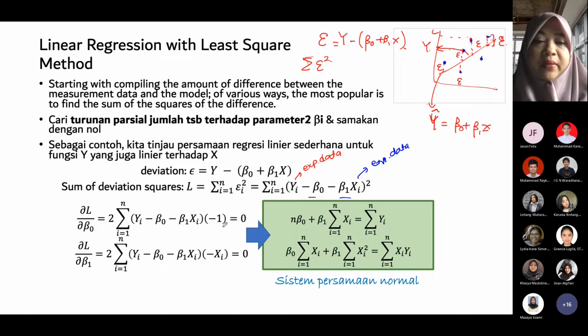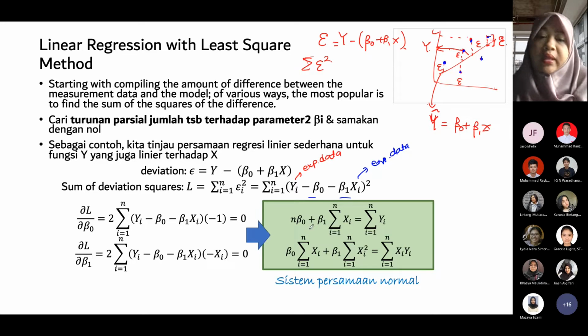And from the sigma here, you want to rearrange the equation there. Then you will find this equal to n beta 0 plus beta 1 sigma x, and then sigma y, sigma x, and so on. This is called the system persamaan normal, the normal equations. This is the summation to find beta 0 and beta 1.